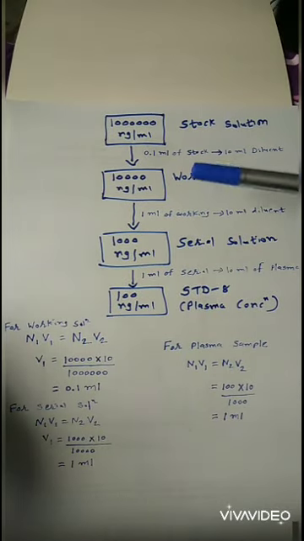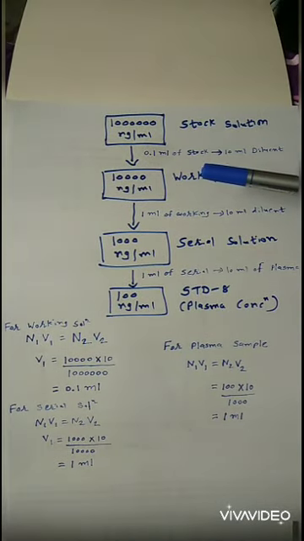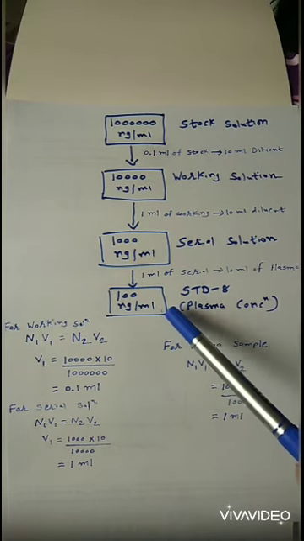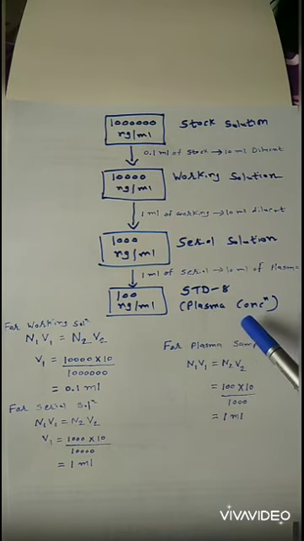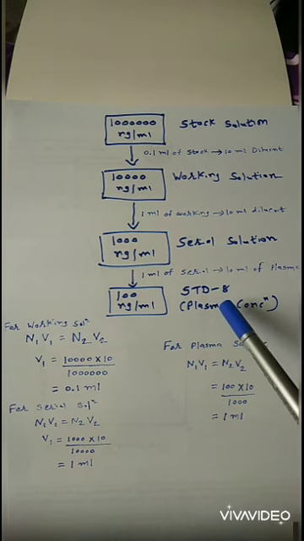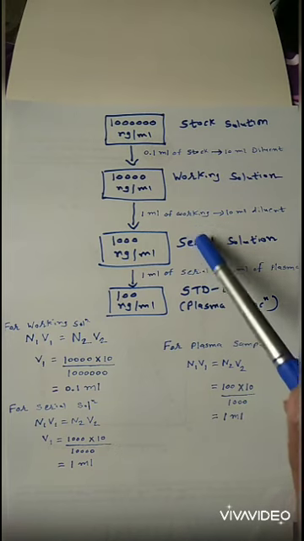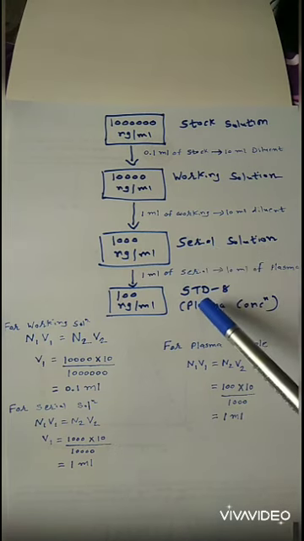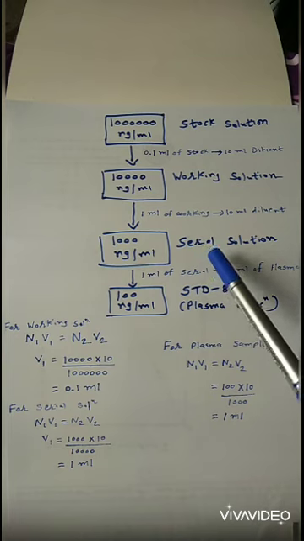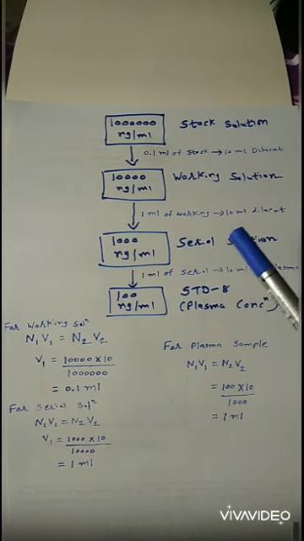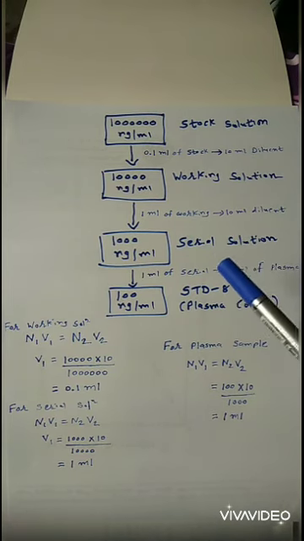Now from this working solution, we need to prepare the serial solution. I will give you an example for just standard 8, that is ULOQ. The same way we prepare standard 1, 2, 3, 4, 5, 6, 7, as well as low QC, mid QC and high QC. So there is a serial solution for each standard, and there is a serial solution for low QC, mid QC and high QC.